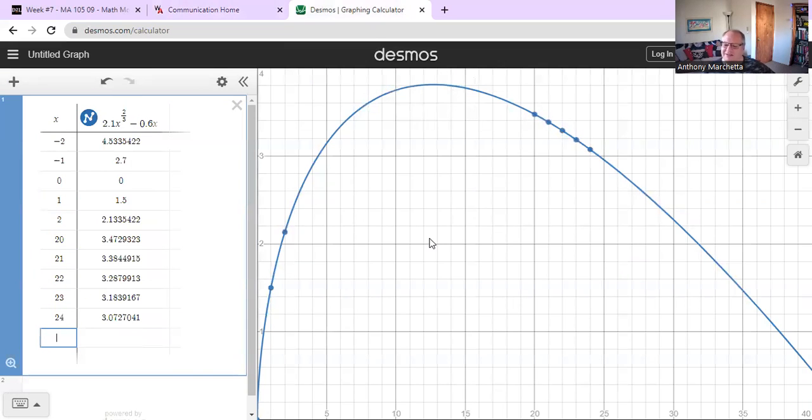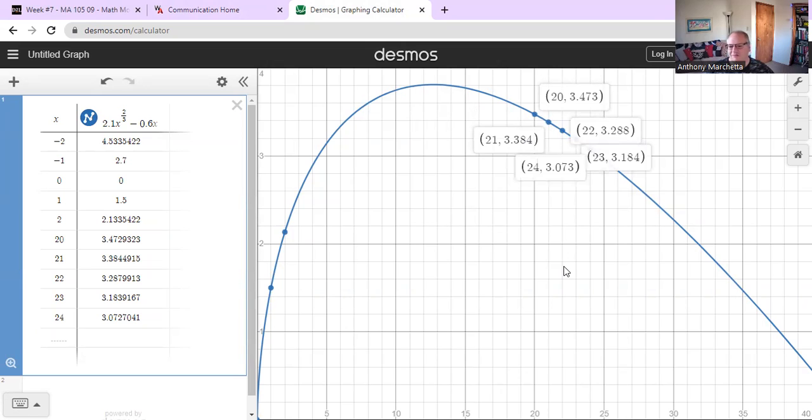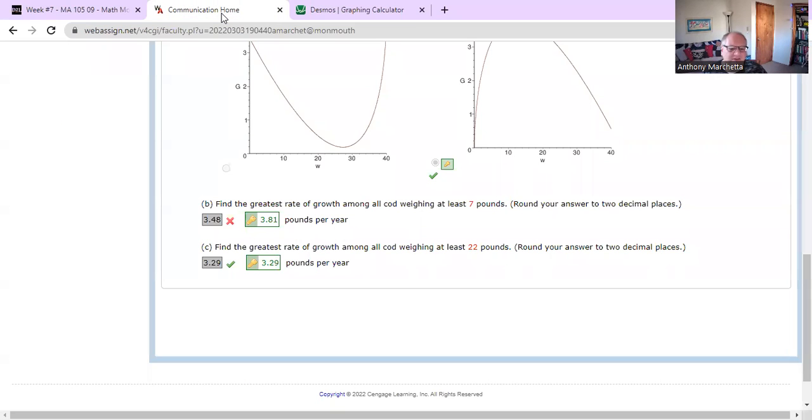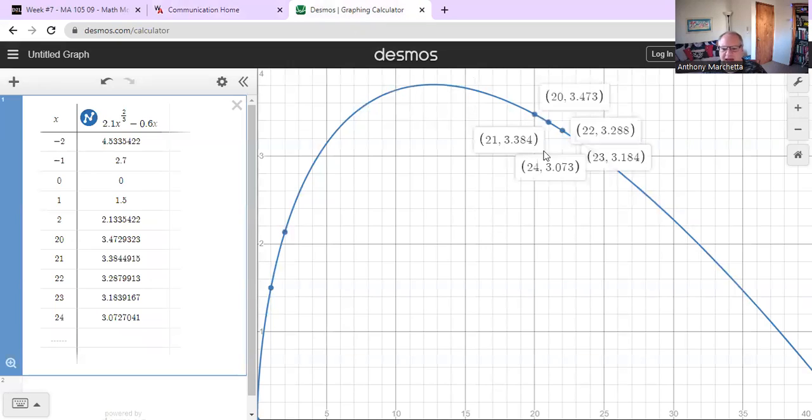Take a look at the dots that I put there. Those are the dots associated with the x values 20, 21, 22, 23, and 24. Very helpful information. And if you change this and make it instead go up to, what were they asking about? Up to 22 pounds. So if you go only up to 22 pounds, you'll notice everything beyond 22 pounds is going down.